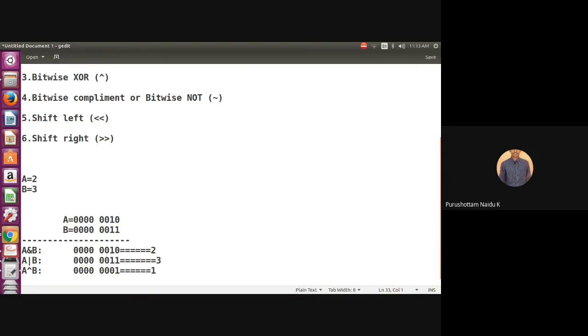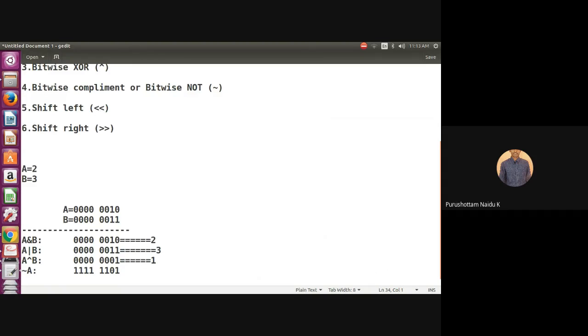Now the complement of A, or the negation of A. If we take this one, the complement of A is 1 1 1 1 1 1 0 1. That is the negation.